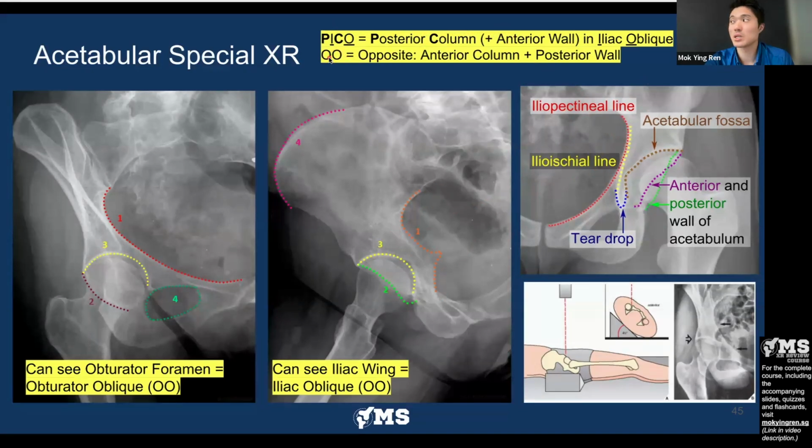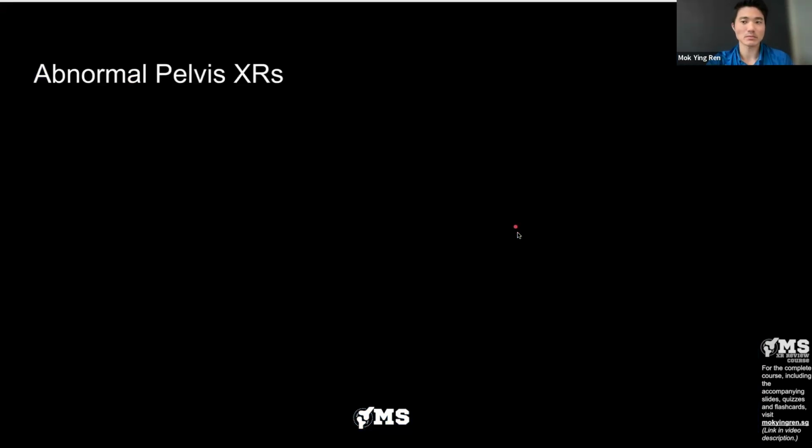true for the obturator oblique view, which is good for the anterior column because of the iliopectineal line and the opposite posterior wall. But again, these lines are not required in the undergraduate exam, so do not panic. You will not be asked to interpret these lines in your exams.